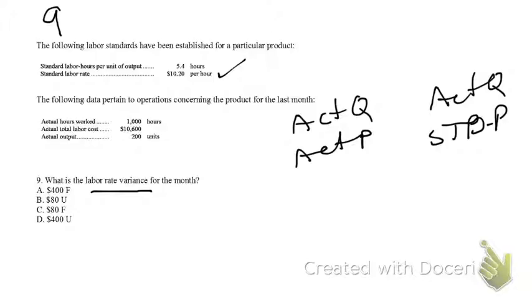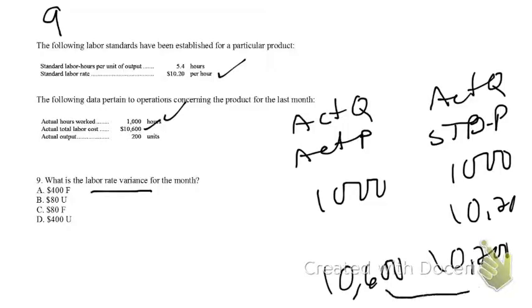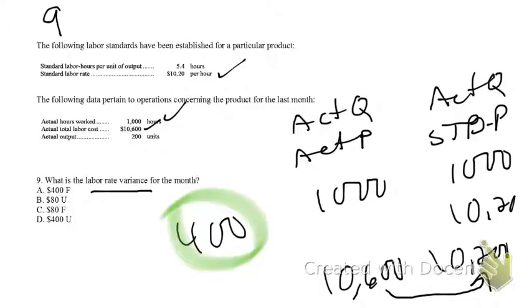Standard rate was $10.20 per hour. Actual hours worked were 1,000 hours. So that's 10,200. Actual price, total cost, they told us that was 10,600. So we actually spent 10,600. We should have spent 10,200, so that's a $400 difference. Because we spent more than we should, it is a $400 unfavorable variance.